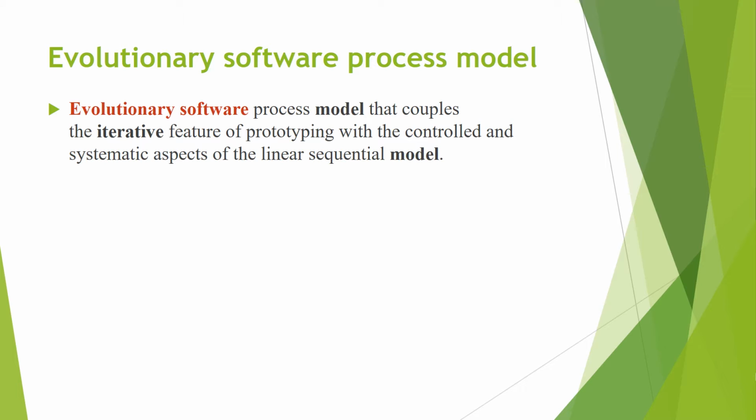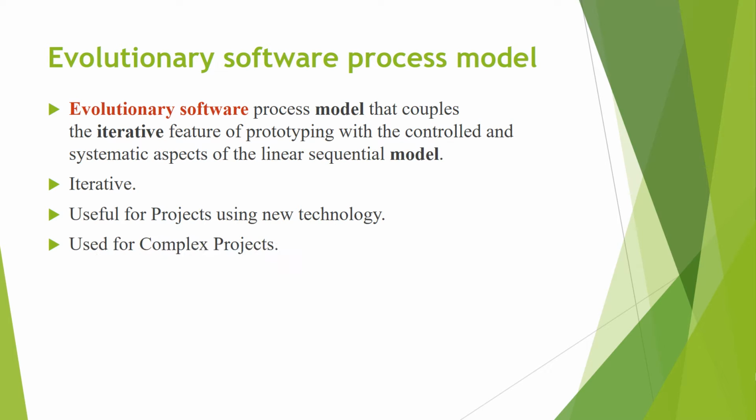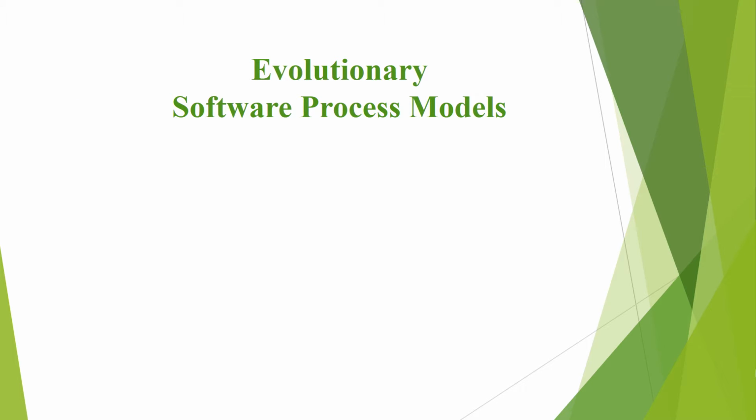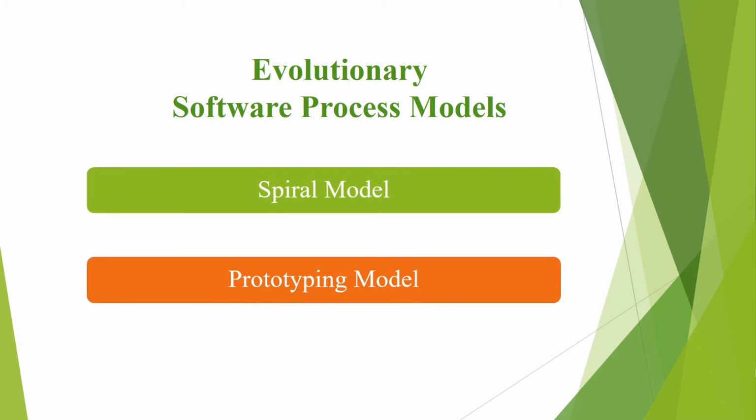Obviously, there are a lot of improvements required in the product. Hence, evolutionary models are iterative in nature. They are categorized in a manner that enables software engineers to develop increasingly more complete versions of the software. It is useful for projects using a new technology and also for complex projects. Basically, evolutionary software process models are categorized into two different types. First one is the spiral model and second one is the prototyping model.